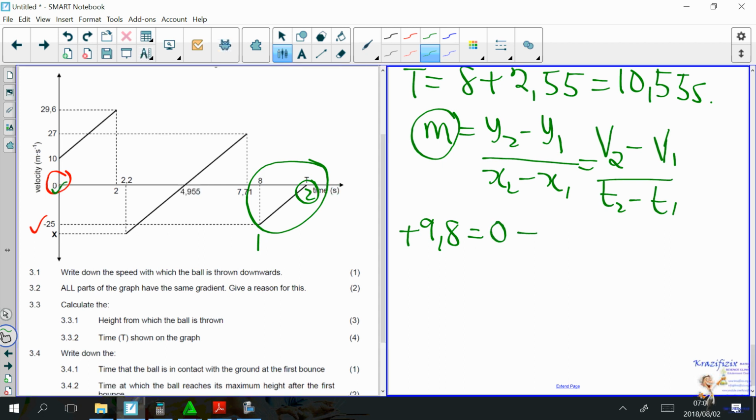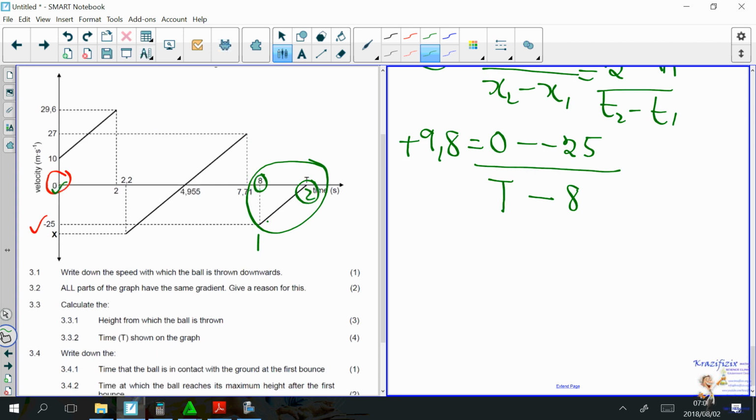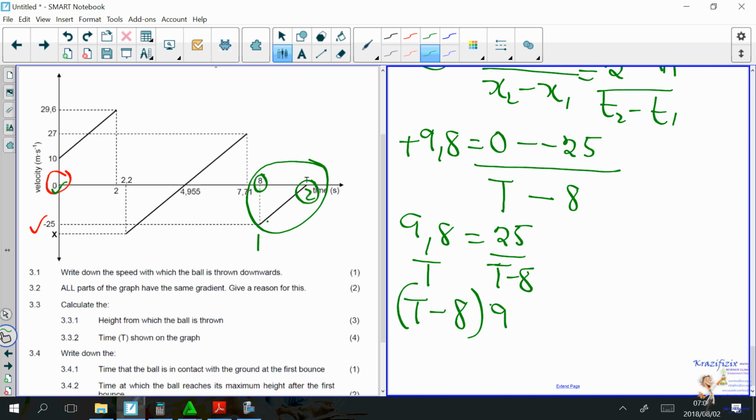What is my v2? You see, this is my point 2, and velocity is 0, minus, what's my v1? Negative 25, over, what's my x2? That's where t is. Minus, what's my t1? My t1 is 8. What do we know here? Let's check. Now remember here, this is now direct. 9,8 equals 25 over t minus 8. We can now cross multiply. T minus 8 multiplied by 9,8 equals 25.